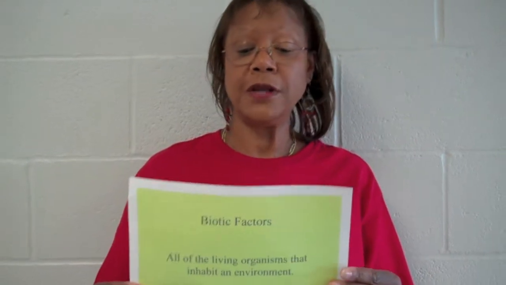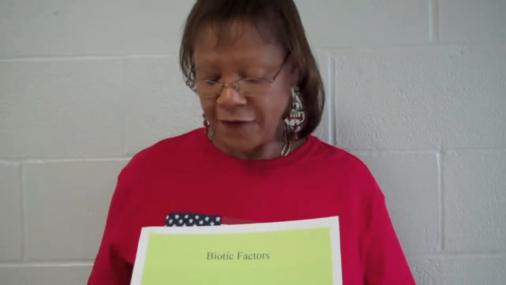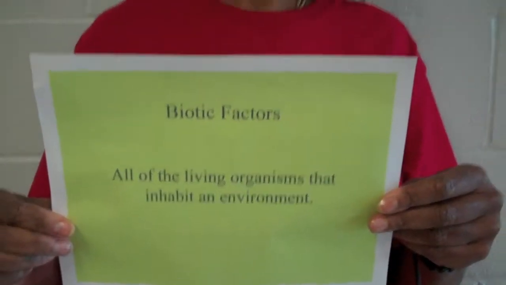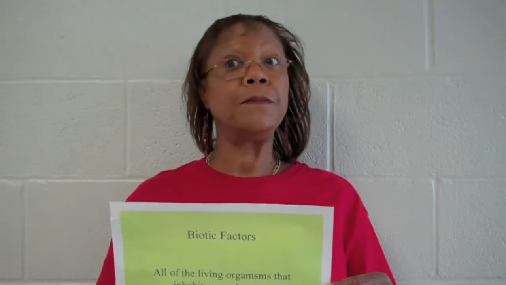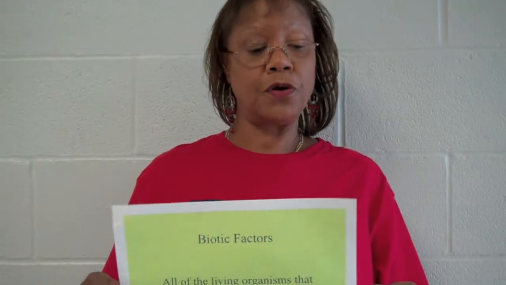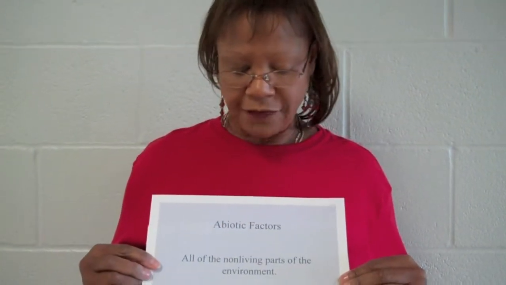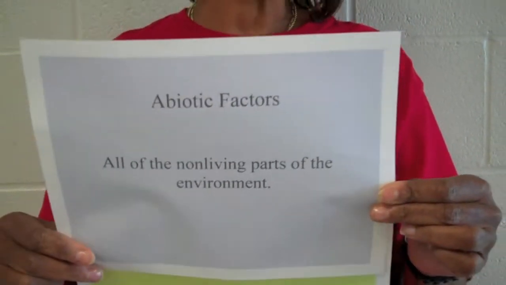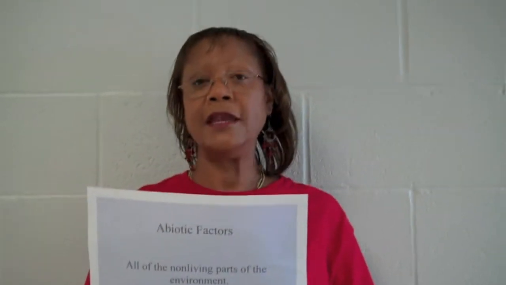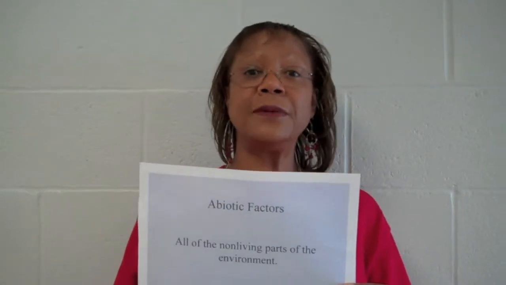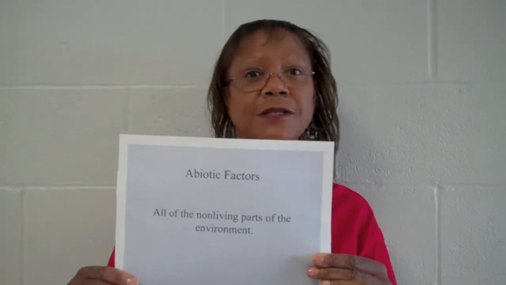Our next vocabulary word is biotic factors. A biotic factor is all of the living organisms that inhabit an environment, such as lilies, frogs, birds, people, animals, and flowers. Our next vocabulary word is abiotic factors, all of the non-living parts of the environment, such as light, soil type, water, wind, rocks, atmospheric gases, and temperature.